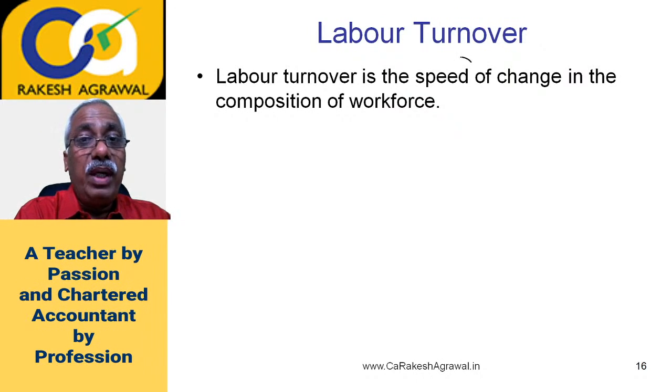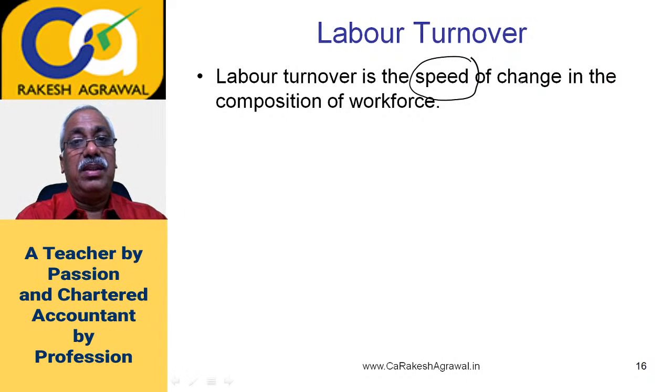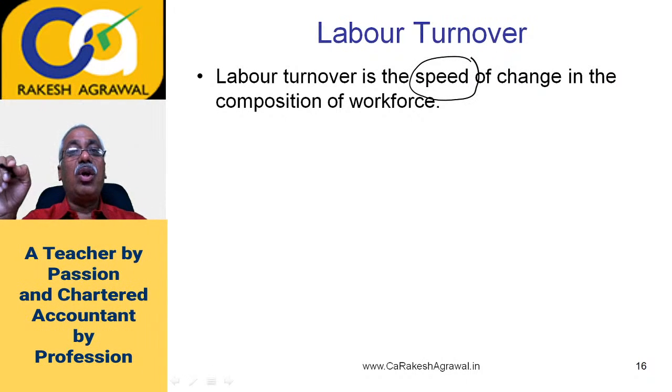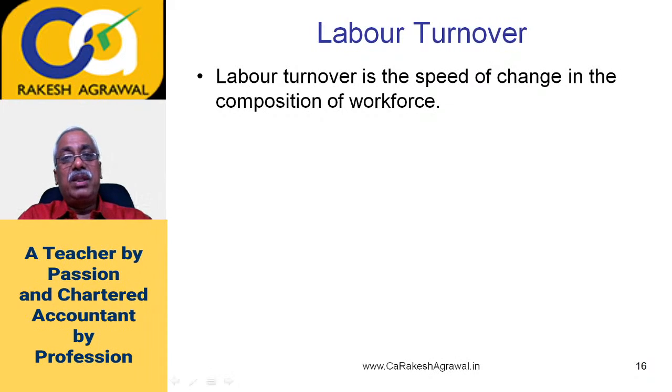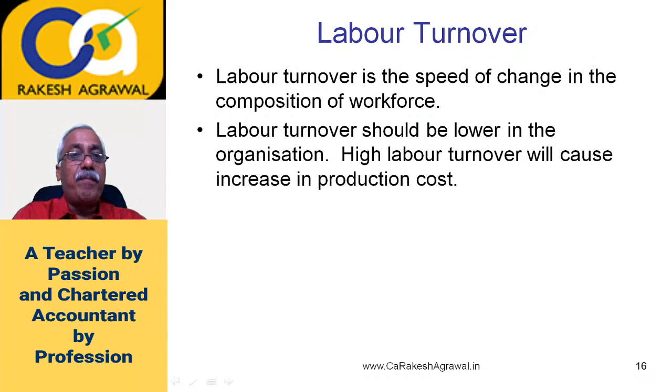If you want to calculate the speed of that change, the speed of the change in the composition of workforce is calculated using a formula, and that is known as labor turnover. That answer is known as the labor turnover ratio, because you express that speed of change in the composition of workforce in the form of a mathematical ratio. So labor turnover is the speed at which the composition of workforce is changing in your organization.